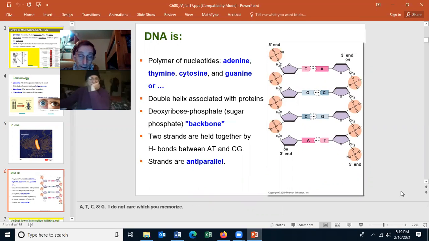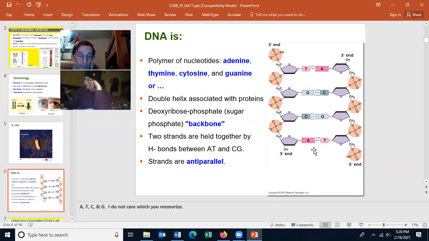DNA is a polymer of nucleotides, and you should know them as either A, T, C, or G, or adenine, thymine, cytosine, and guanine. Either way, I don't care how you memorize it. DNA is a double helix molecule, meaning it has 2 strands of DNA, one this way, one that way. The strand of DNA is held together by the sugar phosphate backbone. By that we mean that the strand of DNA is held together by sugar, phosphate, etc. And the nucleotides are important on the DNA, but the nucleotides don't hold the strand of DNA together. What the nucleotides do is they hold the 2 strands together by hydrogen bonds. A hydrogen bonds to T, by 2 hydrogen bonds, and C hydrogen bonds to G by 3 hydrogen bonds.